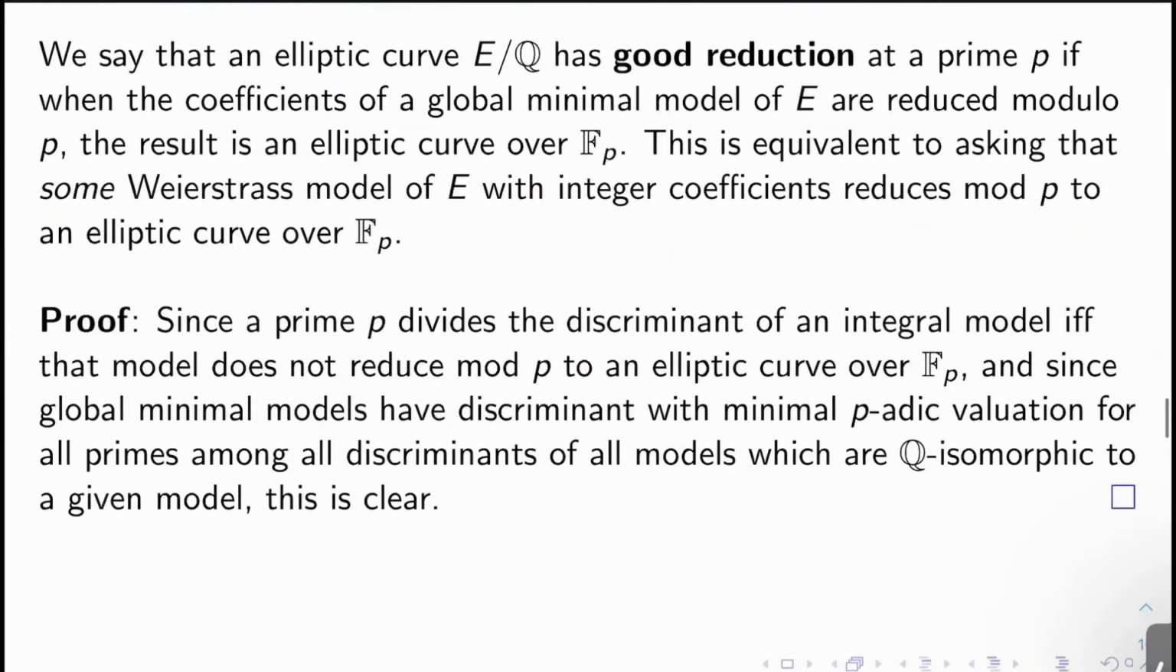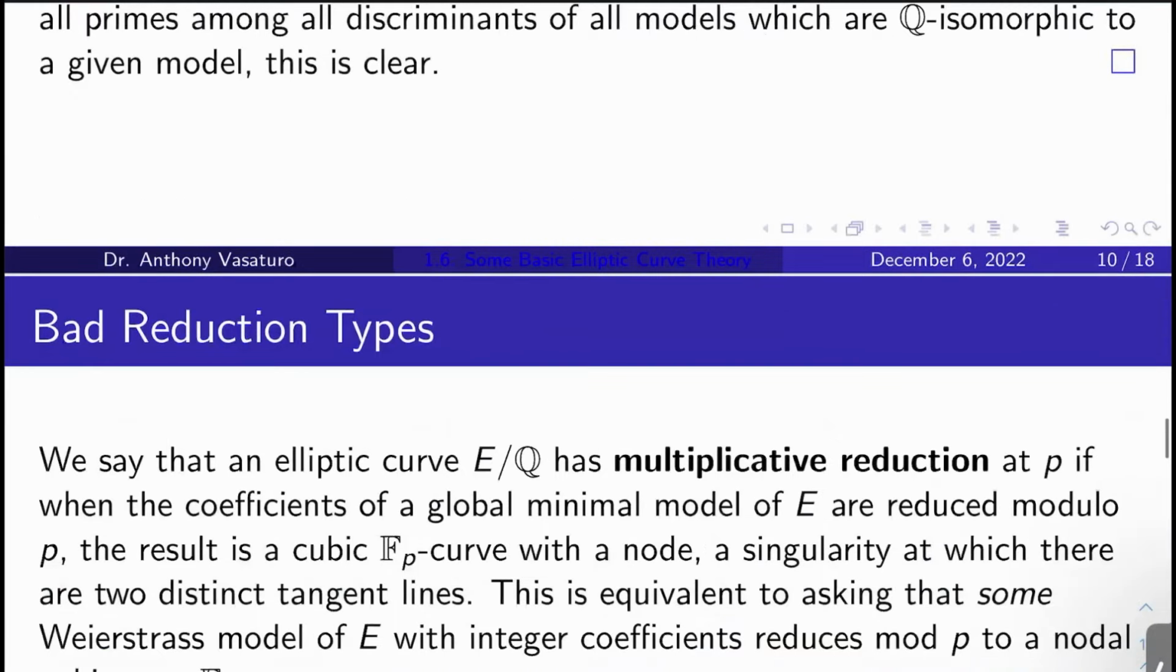It turns out that a prime P divides the discriminant of an integral model if and only if that model does not reduce mod P to an elliptic curve over FP. And since global minimal models have discriminant with minimal p-adic valuation for all primes P simultaneously among all discriminants of all models which are Q isomorphic to a given model, this is clear. So think about it. Okay. How about not good reduction?